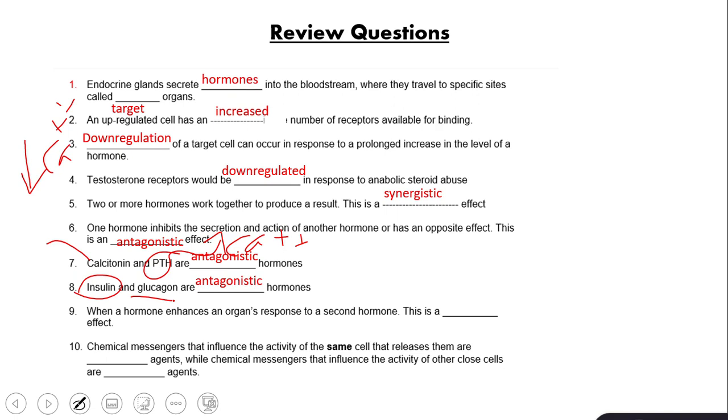When a hormone enhances an organ's response to a second hormone, so it paves the way for a second hormone to work, this is a permissive effect. Like estrogen in the first half of the menstrual cycle helps progesterone to work in the second half of the cycle. Chemical messengers that influence the activity of the same cell that releases them are autocrine, auto means self, while chemical messengers that influence the activity of other close cells are paracrine.